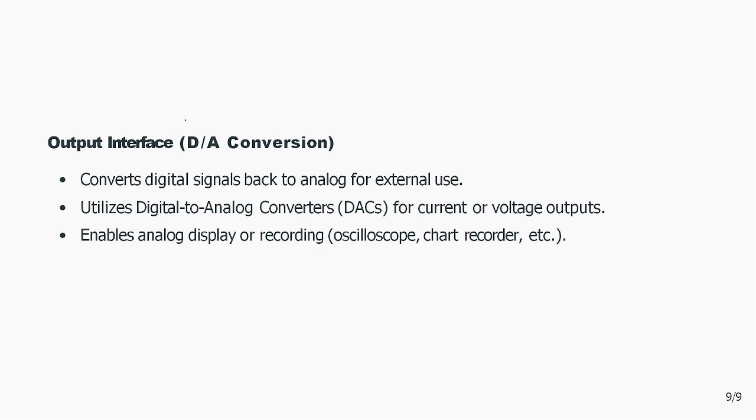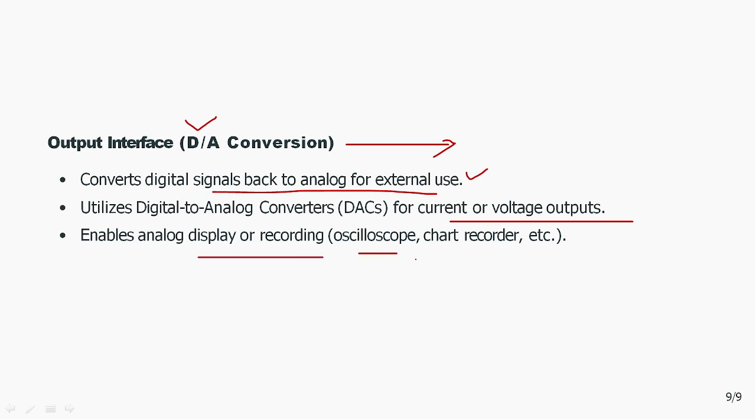Finally, the output can again be converted from digital to analog, and the output of this digital to analog conversion will be an analog signal. It converts the digital signal back to analog for external use. It utilizes a digital to analog converter for current and voltage outputs, and those analog outputs can be displayed or recorded on an oscilloscope or chart recorder.